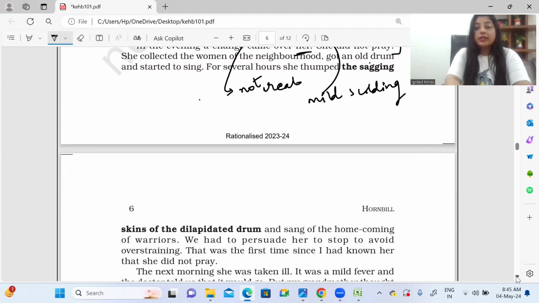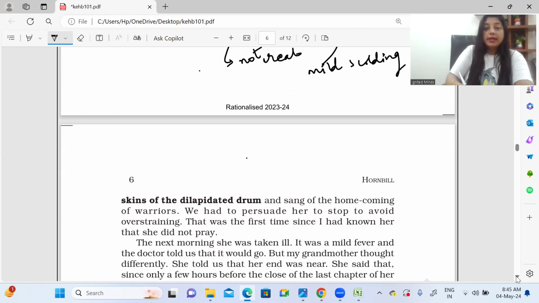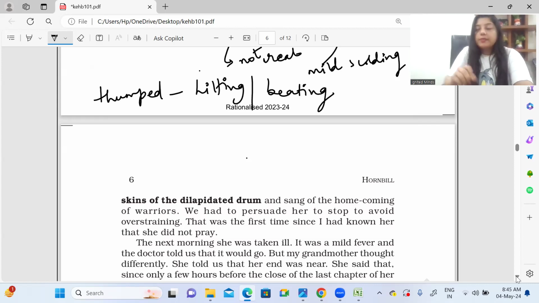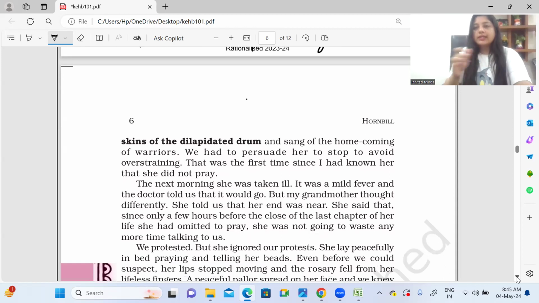For several hours, she thumped the sagging. Thumped here means beating. That's very important for you to know. You can call it as hitting or beating, huh? The sound that comes after hitting and beating. So what was she beating? She was beating a drum. I don't know if you know that it is a kind of a dholak with two edges.